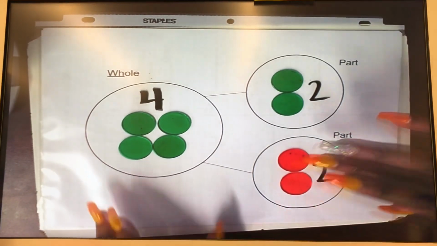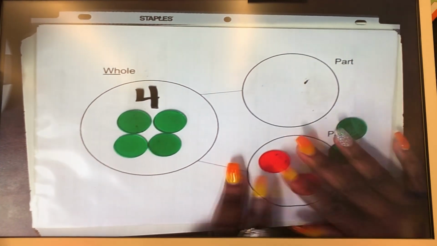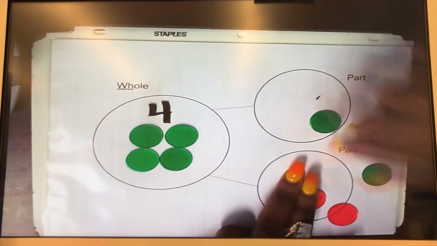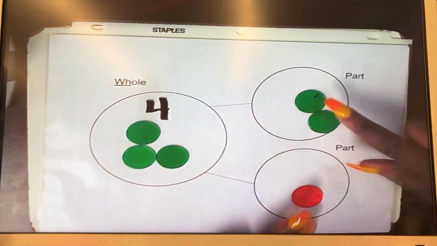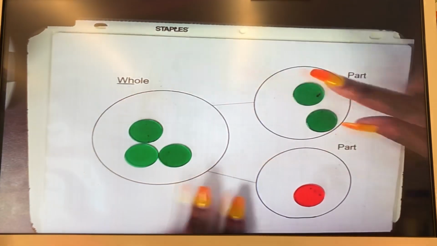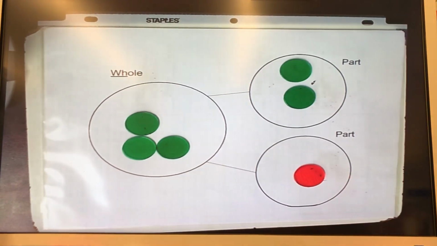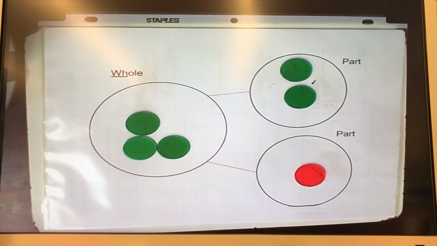Okay, now I want you to try one with me. Let's try one together. So let's pretend that I have three counters in my whole and 1 in my part. What numbers would you write above? Write it on your boards.